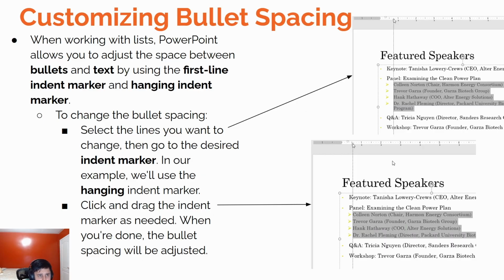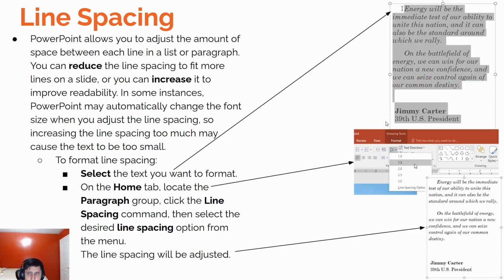Then another thing is bullet spacing. When working with lists, PowerPoint allows us to adjust the space between bullets and text by using the first line indent marker and the hanging indent marker, right? So to change the bullet spacing, we select the lines we want to change, then go to the desired indent marker, and in our example, we'll use the hanging indent marker. We'll click and drag the indent marker as needed, and when we're done, the bullet spacing will be adjusted.